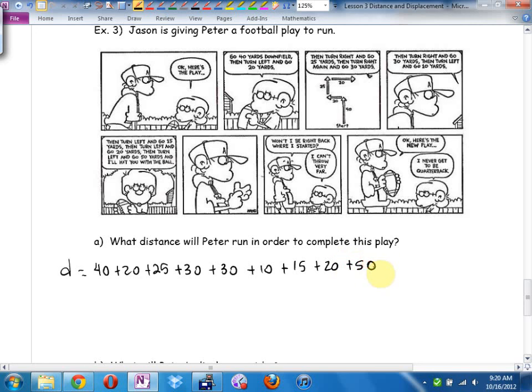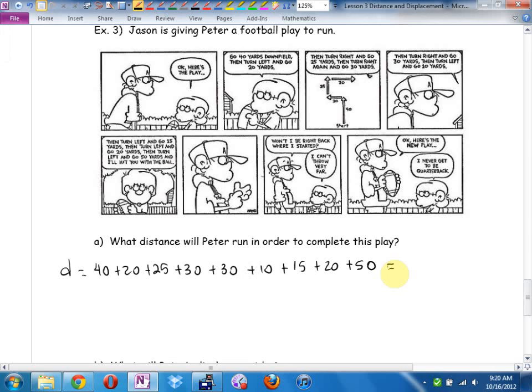40, 20, 25, 30, 30, 10, 15, 20, 50. Yeah. What's the distance he's going to run? Because we don't care about direction for distance. Someone add them up. Don't all rush for your calculators at once or anything.